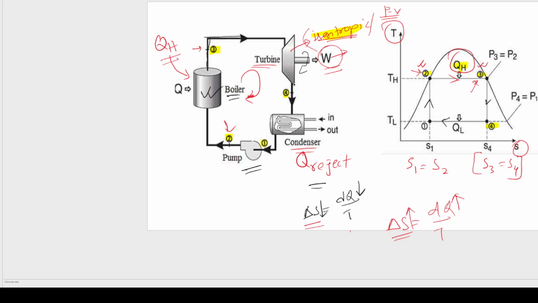After that, the steam goes from 3 to 4. Take a look at this. This is 3 and this is 4. From 2 to 3 we have used the boiler, from 3 to 4 we have used the turbine, and from 4 to 1, this is 1, we have used a condenser, and in the condenser heat is going to be rejected.